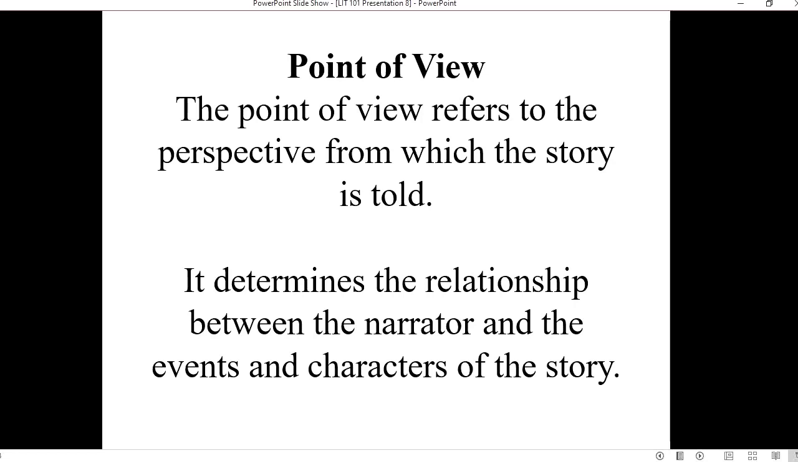So from what angle does the narrator of a narrative work narrate a story? From what angle? How does he narrate a story? That's why when we talk about point of view, we talk about the perspective from which the story is told.